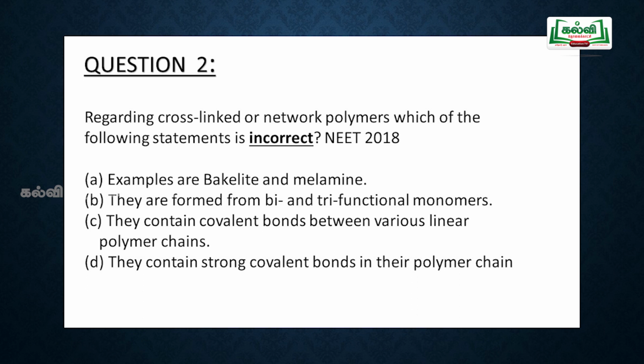Statement A: examples are Bakelite and melamine. It's a right statement. They are formed from bi- or trifunctional monomers. It's also a right statement. And they contain covalent bonds between various linear polymer chains. Another one: they contain strong covalent bonds in their polymer chain. So the wrong statement is option D. Remember, they have covalent bonds in the polymer chain, but it is not strong. Only they contain strong covalent bonds between the linear chains. Between the linear chains, the interlinking is a strong covalent bond, not the covalent bond within the polymer chain.